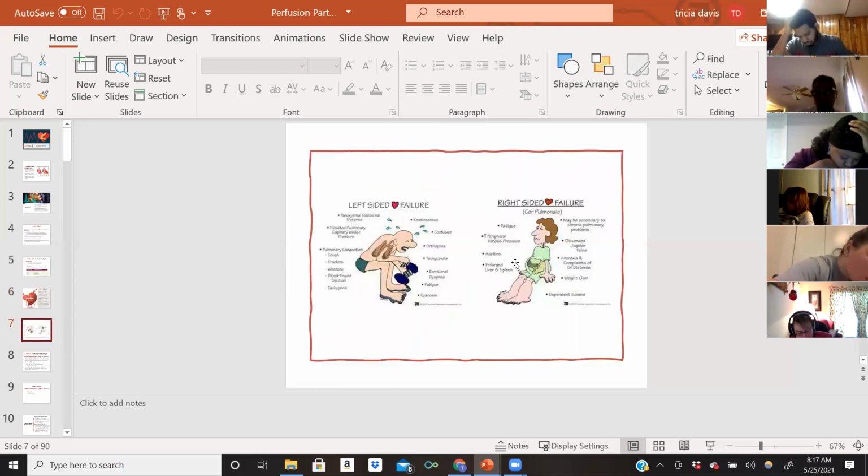So this is a little cartoon for you guys to look at. I'm not going to read all of it, but this is going to give you the signs and symptoms of what your patients would present with in left-sided versus right-sided heart failure.